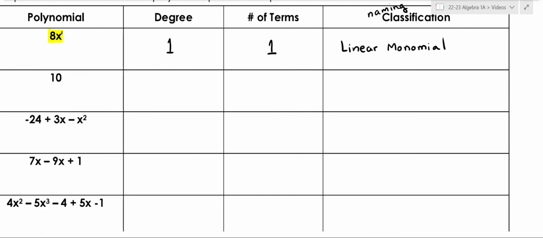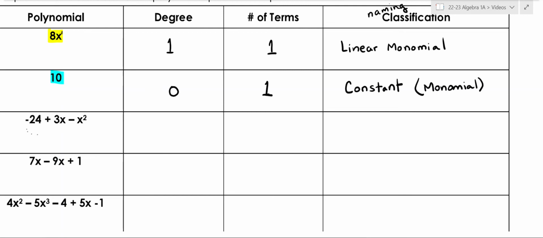10 is only one term, clear? So it's one term, notice. And the degree, since it's a constant that has no variables, when you have no variables, your degree is 0. And this one is a constant. And once you're a constant, you're pretty much assumed to be a monomial, okay? So you're by yourself, you're just a constant.